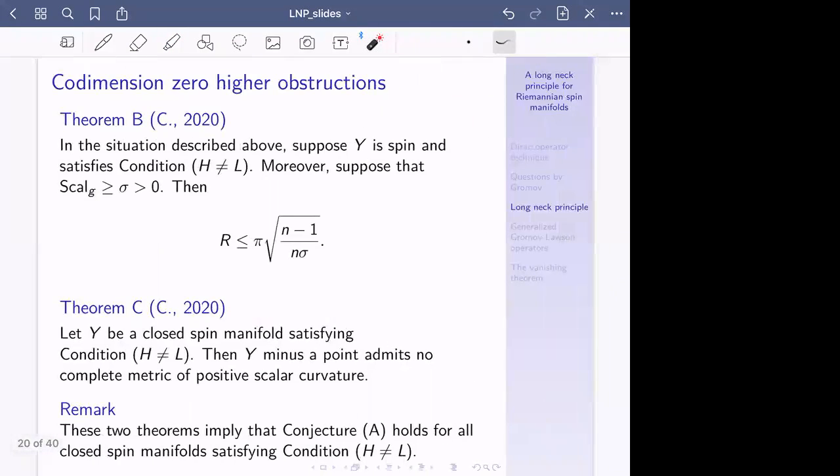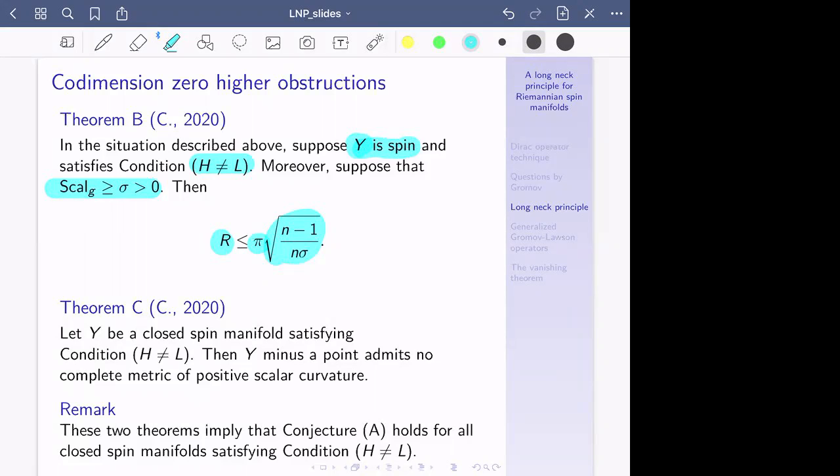Then the second theorem states that in this situation just described, suppose that Y is spin and satisfies the condition H different from L. Moreover, suppose that the scalar curvature is greater or equal than a positive constant sigma, then the width of a geodesic collar neighborhood can be at most pi times the square root of (n minus 1) over (n sigma). In other words, we have an upper bound for the width of a geodesic collar neighborhood of the boundary.